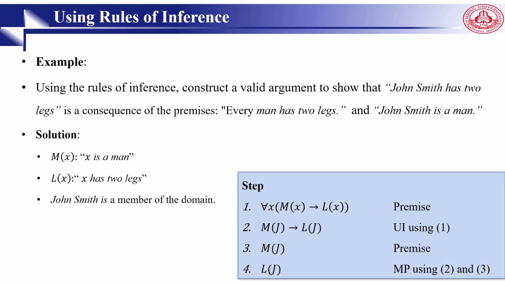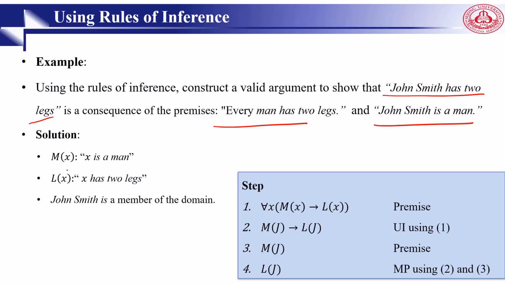Let's see an example to better understand what we discussed so far. Using the rules of inference, construct a valid argument to show that John Smith has two legs. John Smith has two legs is the conclusion from 1 and 2. We show that we can construct a valid argument, this one, as a conclusion, based on every man has two legs and John Smith is a man, like the example of Socrates, right?